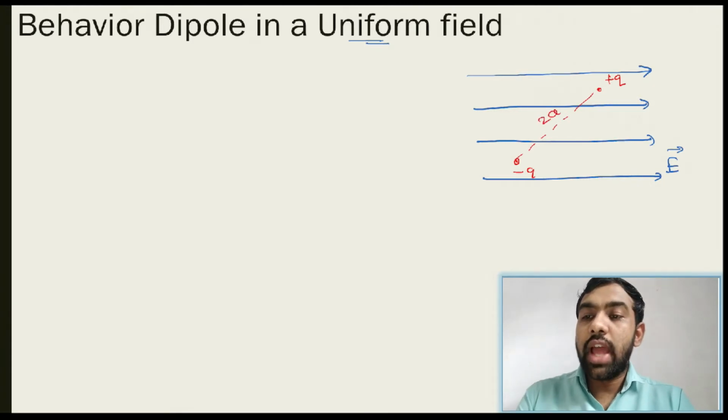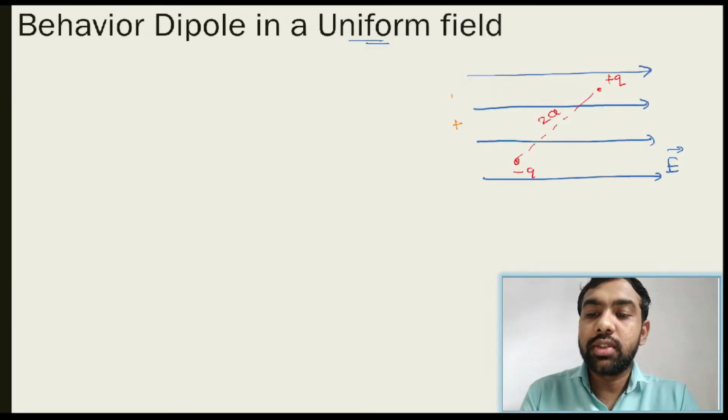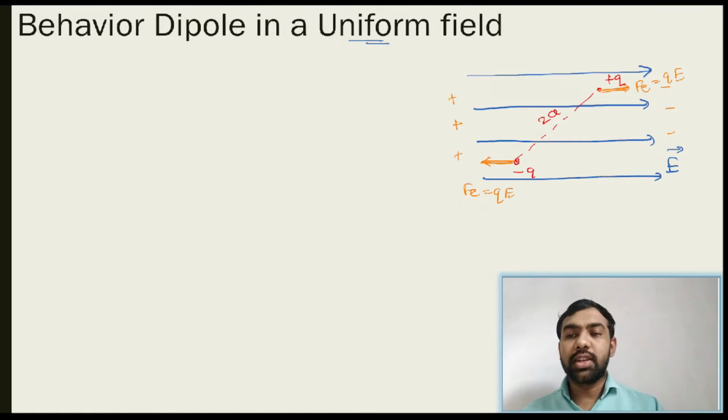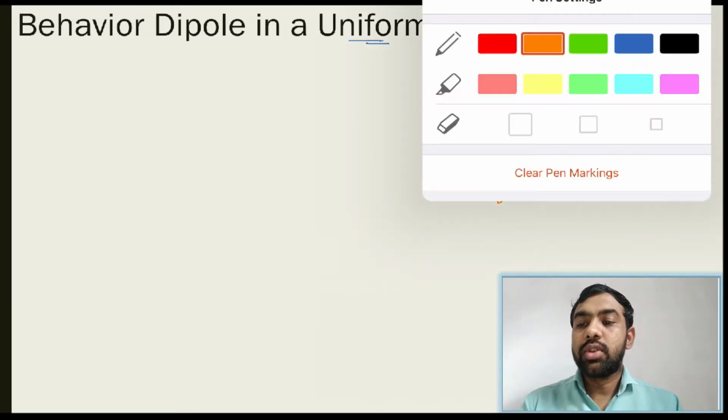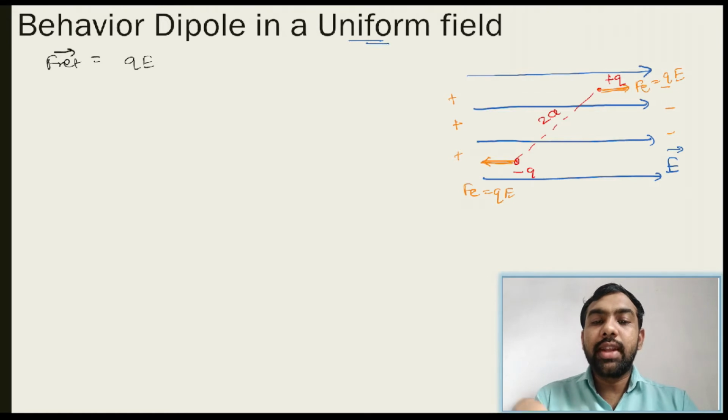So the direction of the electric field is positive to negative. Here this positive charge and here the negative charge. Here some force is applied on the dipole, that is F is equal to qE. Here also some force is applied on the dipole, F is equal to qE. So what is the net force? F net is equal to qE on the right-hand side minus qE on the left-hand side, which is 0.